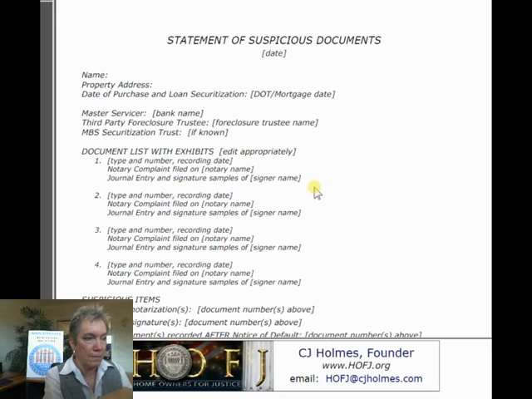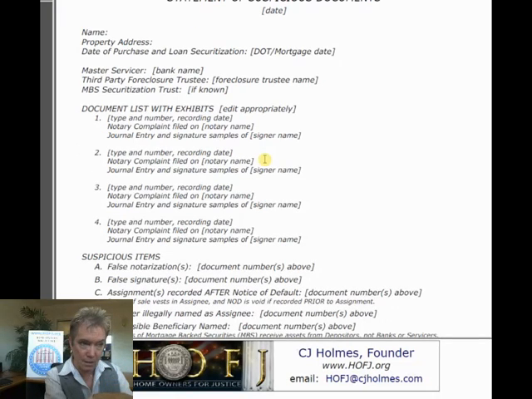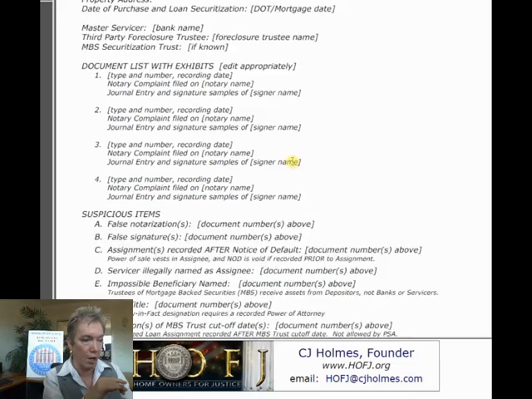Nevertheless, the idea is you have a summary of the name, the address, and the date of the deed of trust or mortgage, because that is the date that will be used for the cutoff date. 90 days after the date of the loan is the cutoff date of the securitization trust. Then there will be the document list with exhibits, and those will be appropriately edited. I'll show you what I've done so far on that sample.